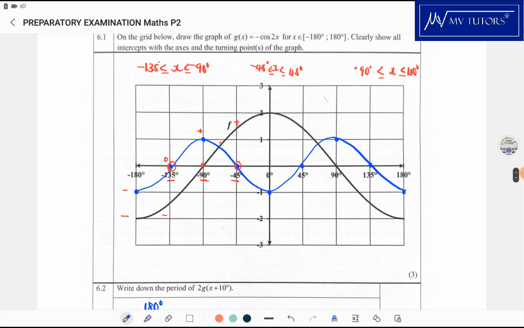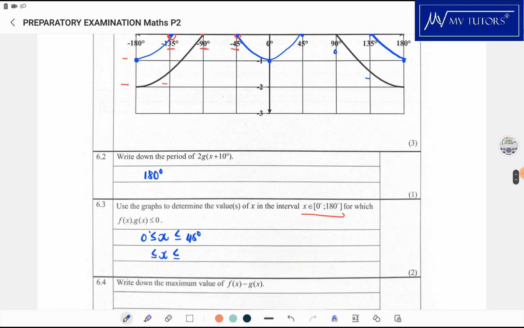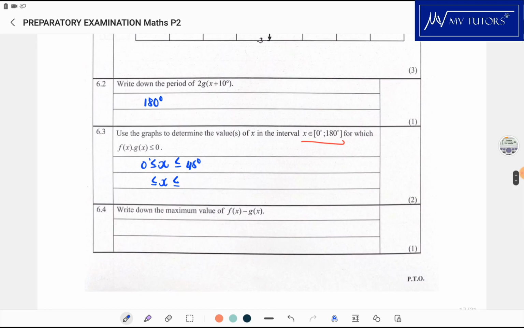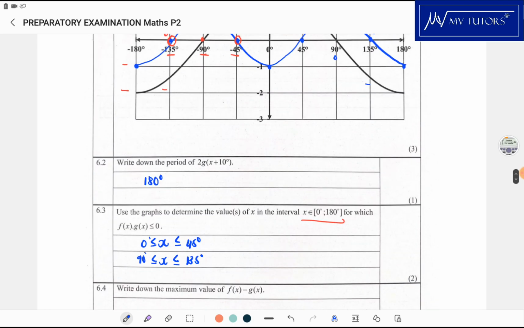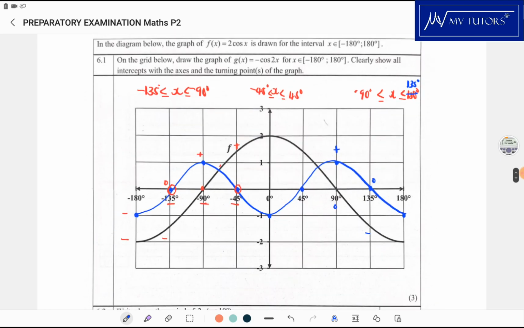Did I just say up until 180? No. From 90 until 135. Okay, so we have from 90, because this side is positive, and then this is 0, that's negative, and then from there, they're both negative. So now we have from 90 to 135. Yeah, not 180.